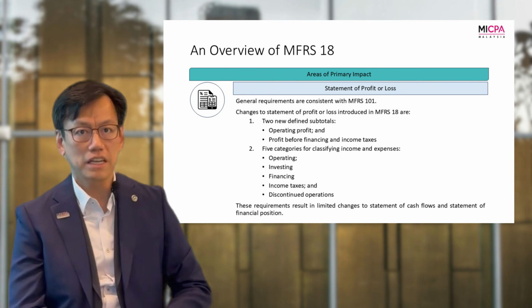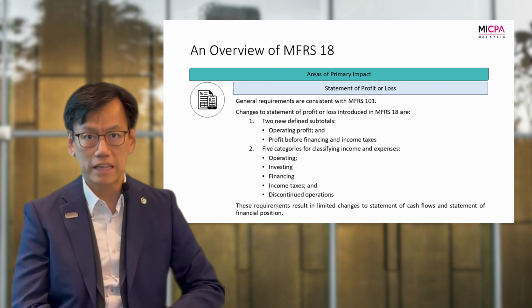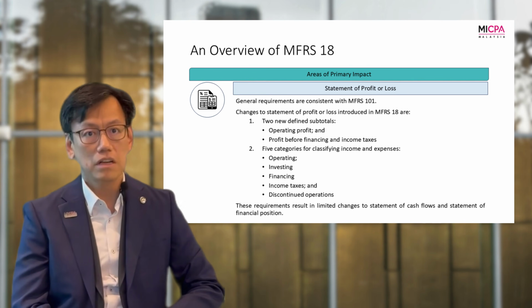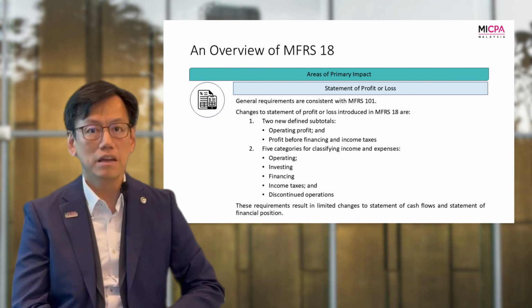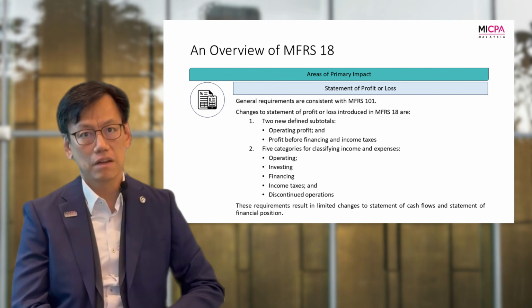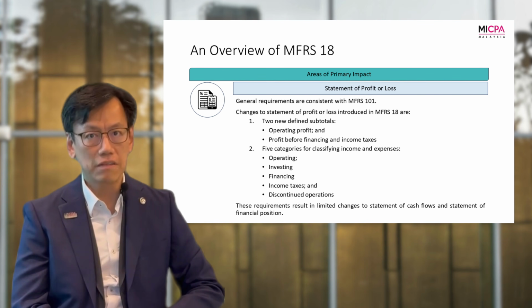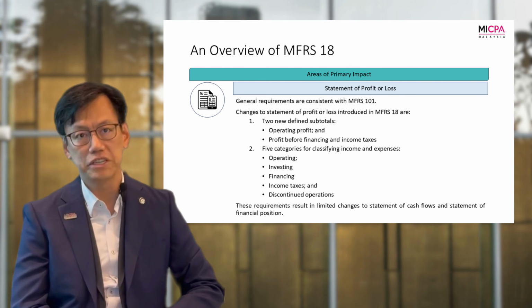The changes in statements of profit or loss introduced in MFRS 18 include the new defined subtotals, namely operating profit and profit before financing and income taxes, and 5 categories for classifying income and expenses, i.e. operating, investing, financing, income taxes, and discontinued operations.